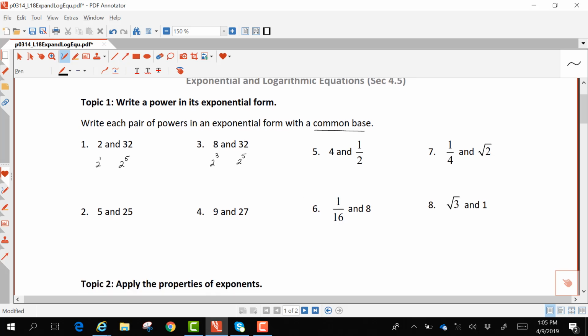In number 4, we can't use the common base of 2 for a number like 9, but we could write 9 as 3 squared and then 27 as 3 cubed.